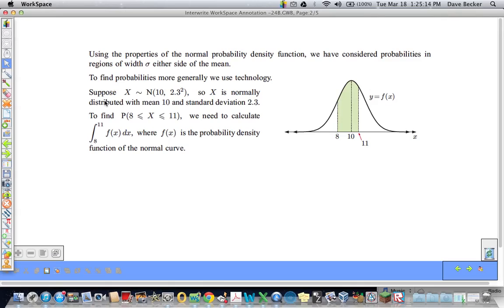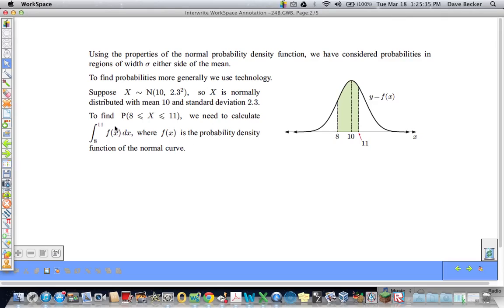So we can do that if we have a random variable x distributed normally with mean 10 and standard deviation 2.3. Notice the squared there. So if that's squared, then you know that's variance. If it's not, then you know it's standard deviation.